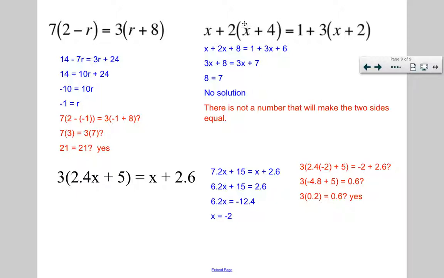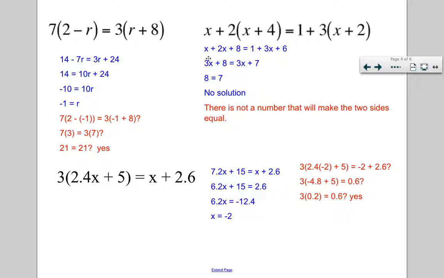Over here, I distributed the 2 to the x and the 4. On the right side, I distributed the 3 to the 2. Remember, multiplication comes before addition, so you need to make sure you multiply this first. Don't add the 1 and the 3. Distribute the 3 first. So I did that.